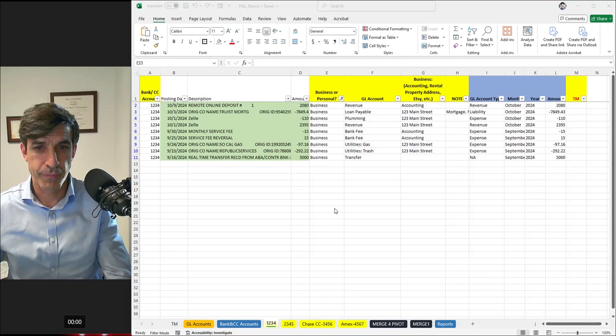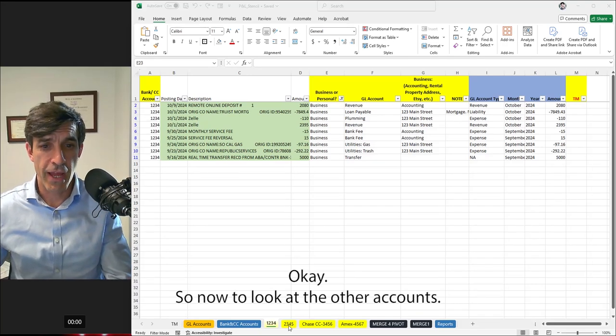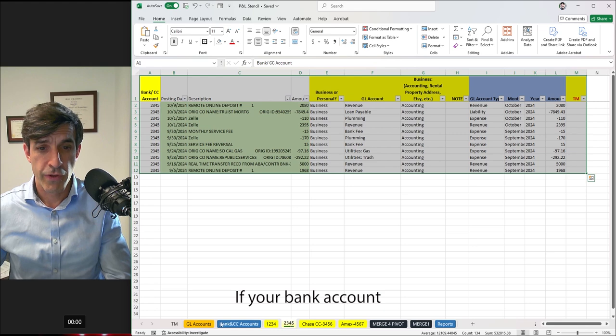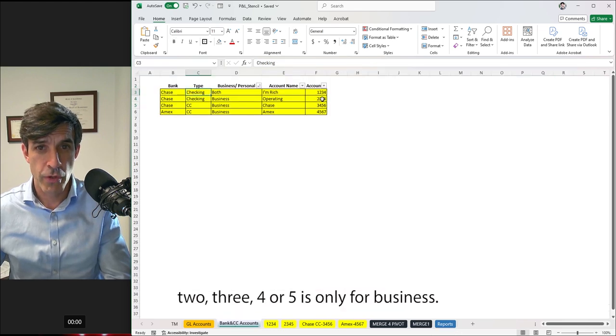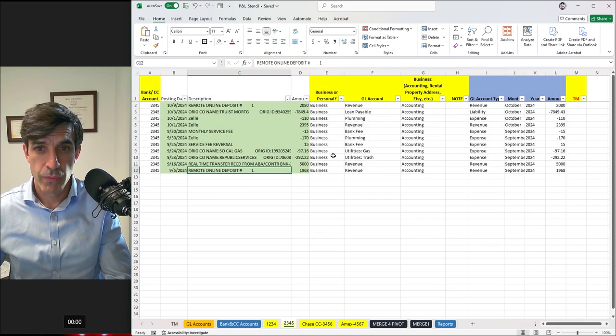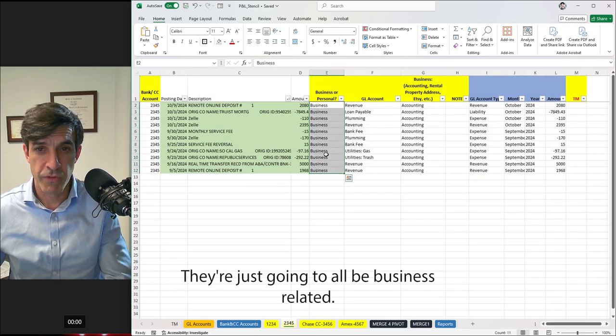Okay, so now to look at the other accounts. Essentially, they are all going to be very similar. Here, bank account 2345 is only for business, so it's going to be almost identical. They're just going to all be business related.